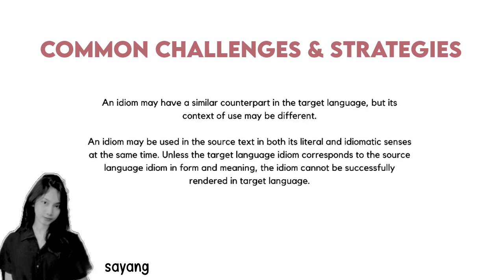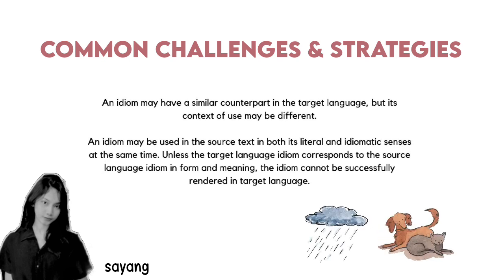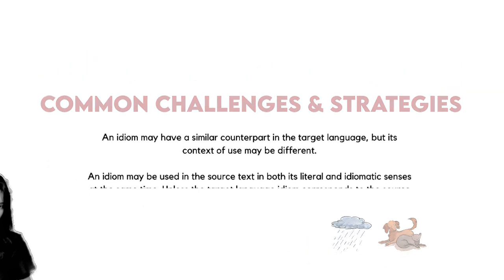Second, an idiom may have a similar counterpart in the target language, but its context of use may be different. Third, an idiom may be used in the source text in both its literal and idiomatic senses at the same time. Unless the target language idiom corresponds to the source language idiom in form and meaning, the idiom cannot be successfully rendered in the target language. Another example is the American idiom "raining cats and dogs," which has nothing to do with cats falling from the sky. It is a colloquial expression used to describe heavy rainfall.